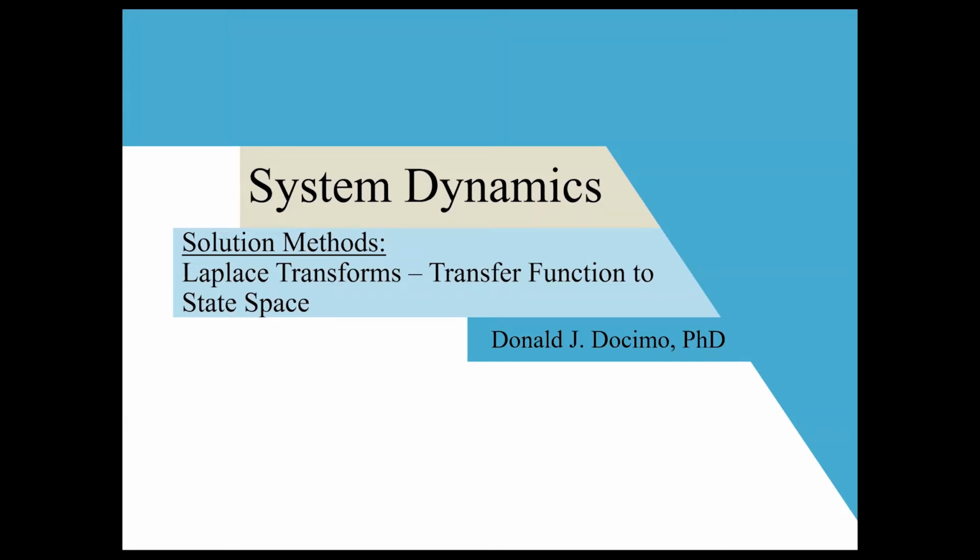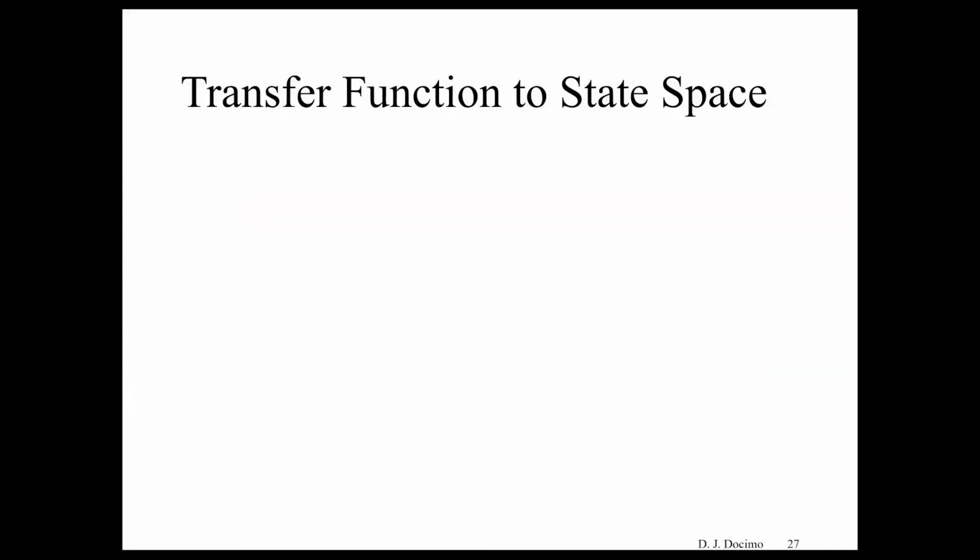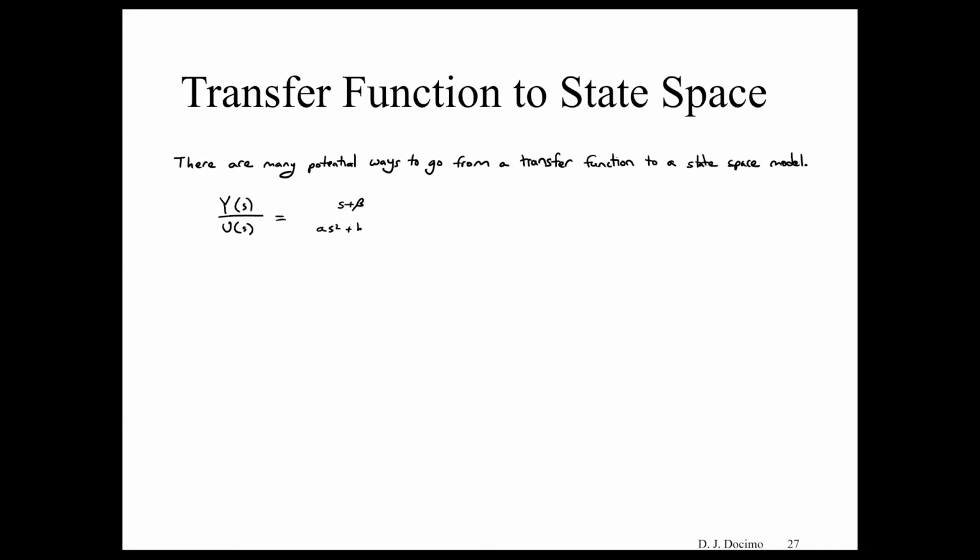All right, this video is going to cover how to take a transfer function and get a state space model out of it. There are many potential ways to go from a transfer function to a state space model. For this example, we have some transfer function y over u is equal to alpha times s plus beta divided by a s squared plus bs plus c.